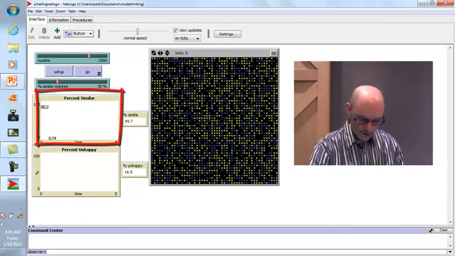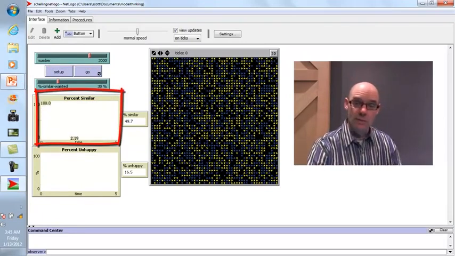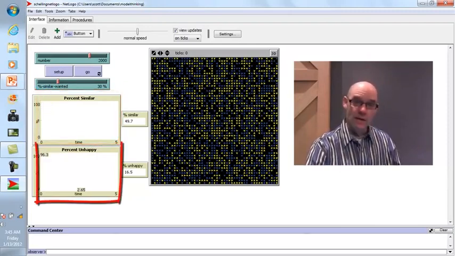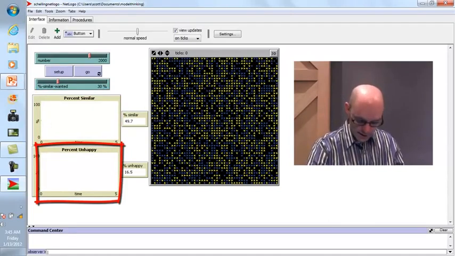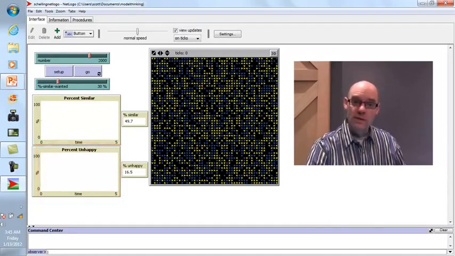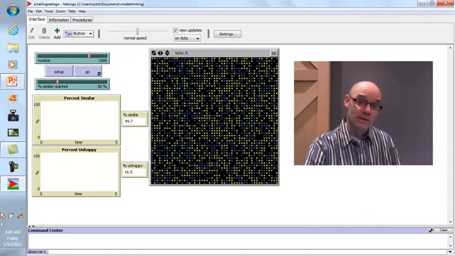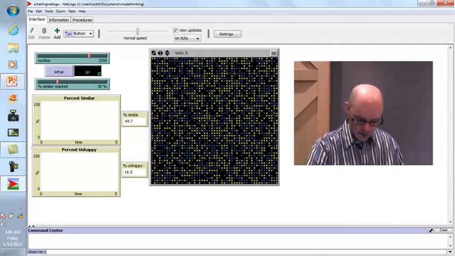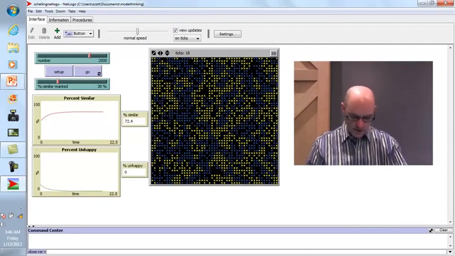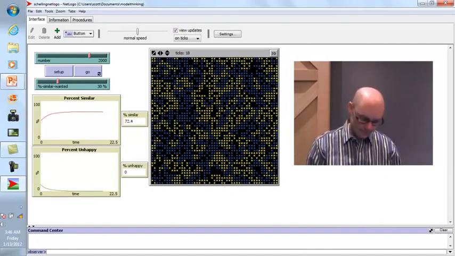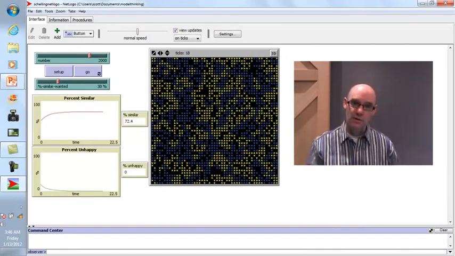So the aggregation is going to tell us what's the percentage similar, so how many people are like you in your neighborhood of 8, and then the percentage unhappy, how many people aren't having their threshold met. All right, so we're starting at 30%, and notice we start out at 50% similar, and only 16% are unhappy. Now 50% similar makes sense because people are randomly set out there, so half should be like you, half should be not. Okay, so here we go. If we let this run, what happens is at the end we end up with 72% similar, and nobody's unhappy. So the system goes to an equilibrium.